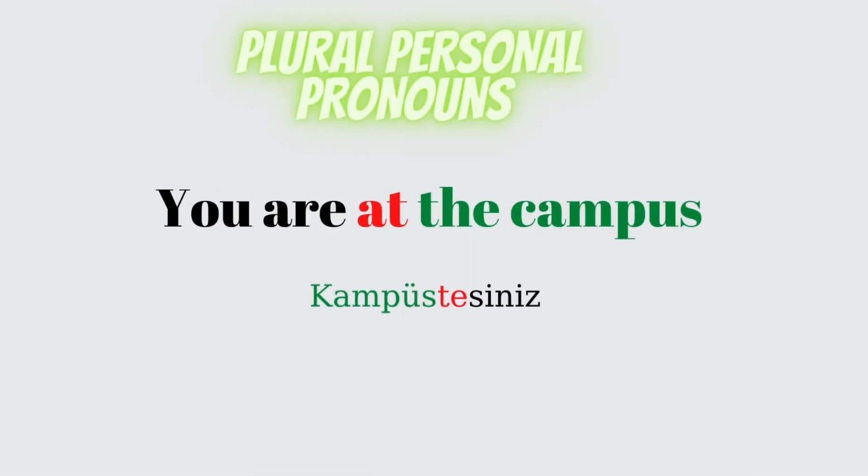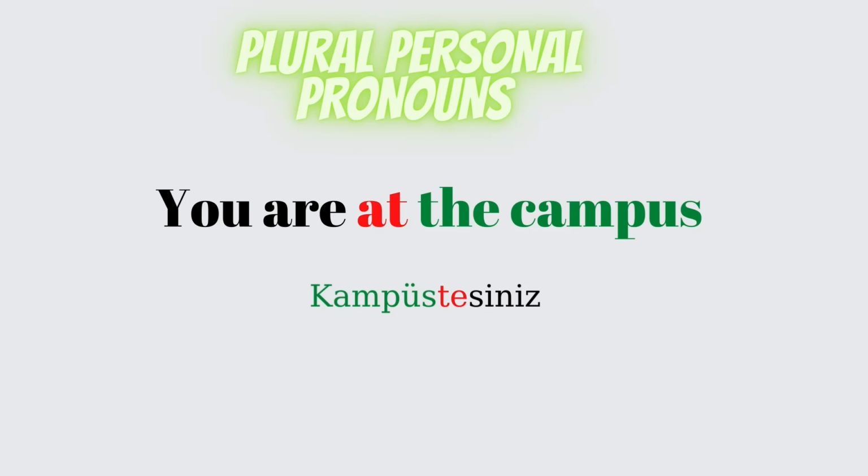You are at the campus. So here it's going to be the same as the second singular personal pronoun. So kampüstesin, and then you add iz. Kampüstesiniz because it's in the plural.